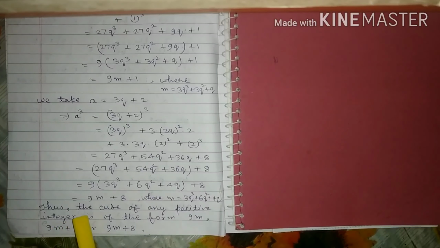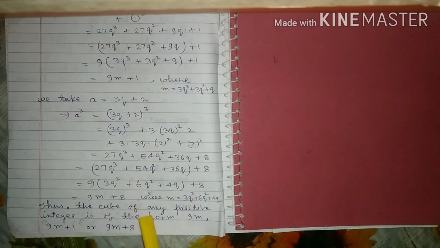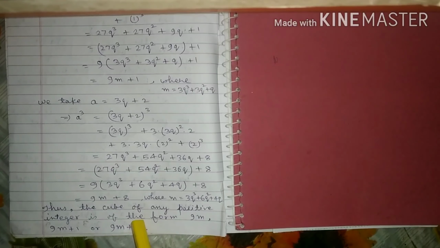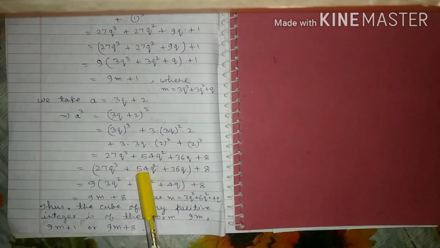Thus, the cube of any positive integer is of the form 9m, 9m plus 1 or 9m plus 8. This is the answer of this question.